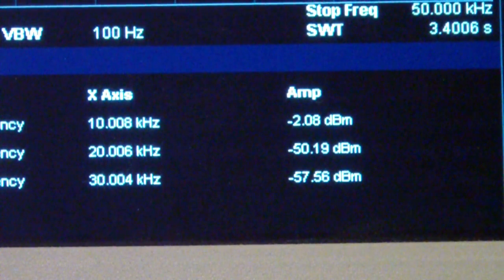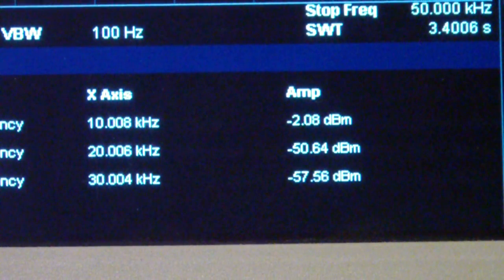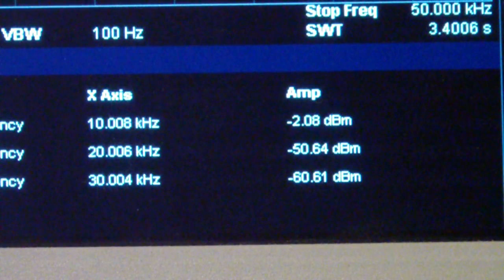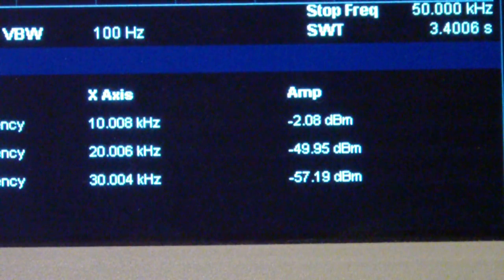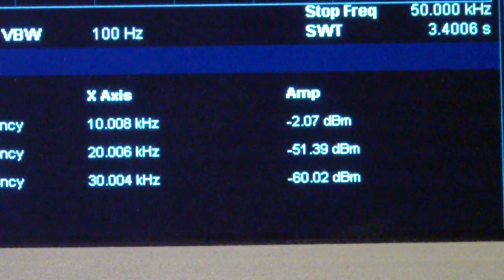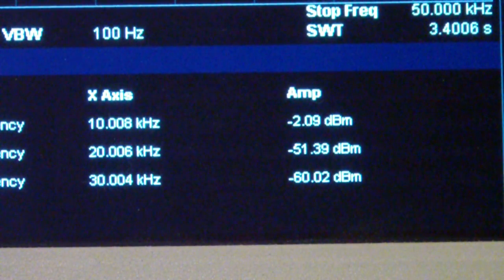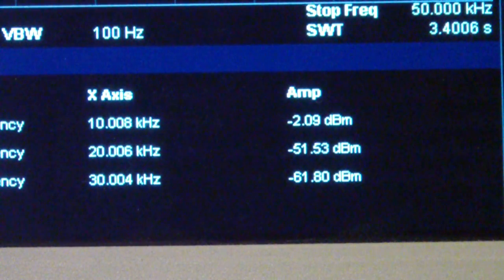Now, these numbers are almost identical to the numbers I got off the Analog Discovery 1 doing the same thing. Now, what I'm basically doing here is I'm looking to see how much actual harmonic distortion shows up on the analyzer, in this case the DSA 815.